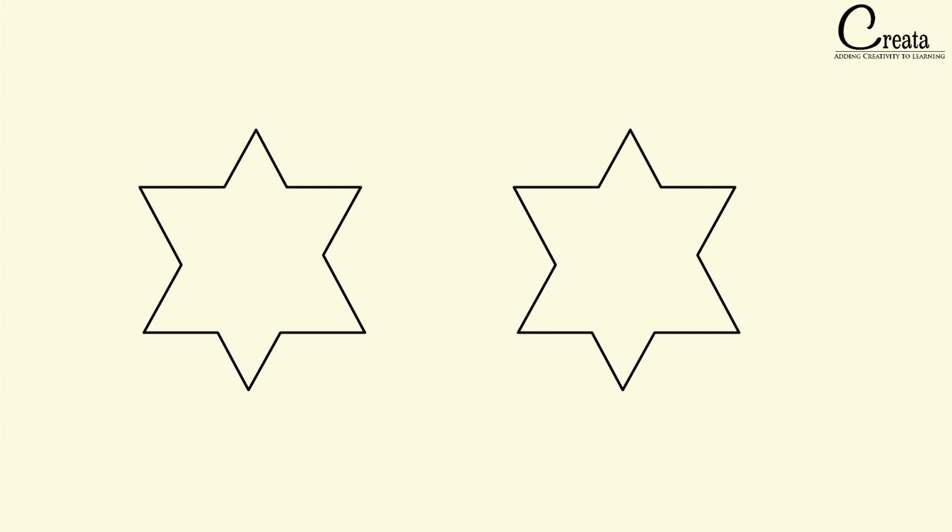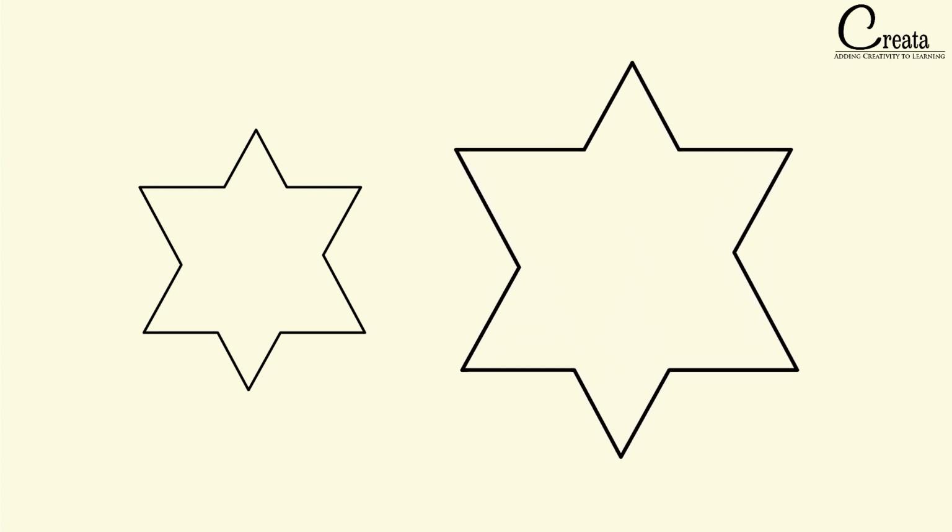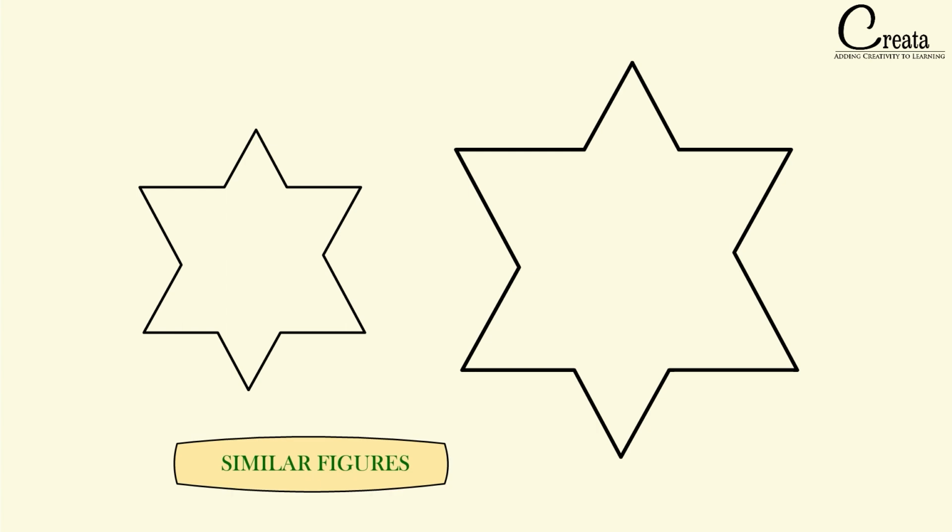Let's increase the size of the right hand side figure, the right hand side star. Here now the size of the right hand star is larger as compared to the left hand side. It means both have the same shape but not the same size. Here both the figures are similar figures but not congruent figures.